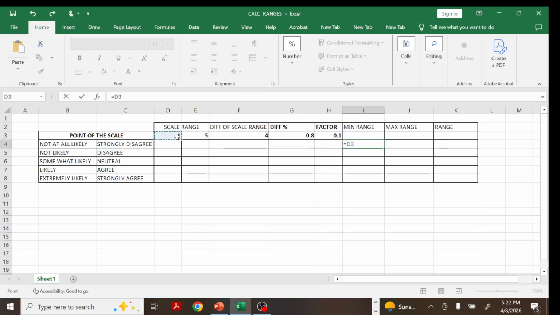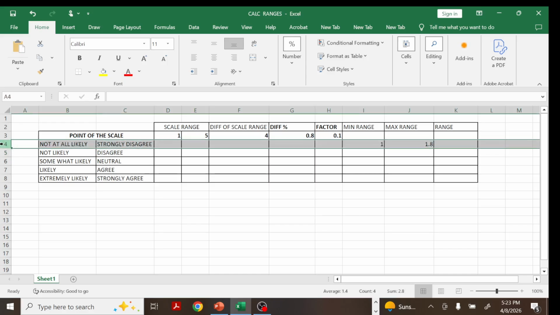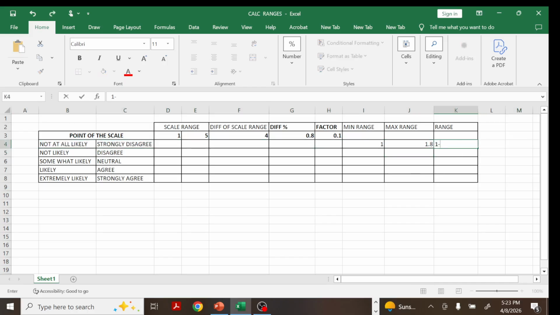For the first one, the minimum is 1. Then what about the maximum? The maximum is this one plus the difference percent between the maximum of 5 and 1. So the range for not at all likely or strongly disagree is 1 to 1.8.